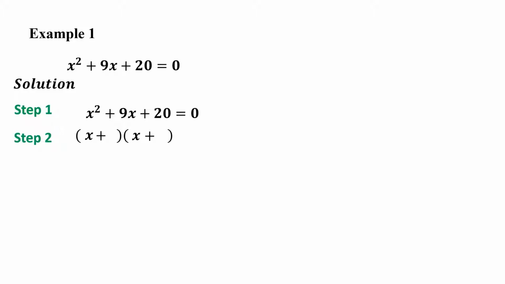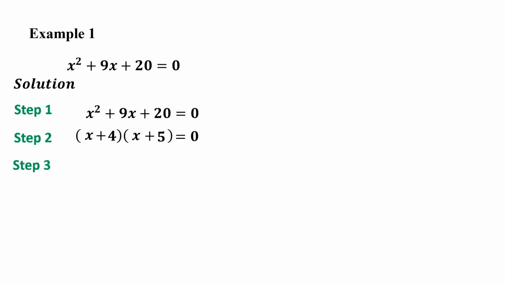Next, try to look at the coefficient of the second term and the third term. The numerical coefficients are 9 and 20. These two numbers are important to find the factors of the given equation. Next is, think of two numbers wherein if you multiply, the product is positive 20, and when you add, the sum is positive 9. The two numbers are 4 and 5. You can check: if we multiply the two numbers the product is 20 and if you add the sum is 9. Now, the factors of the given equation are x plus 4 multiplied by x plus 5 is equal to 0.